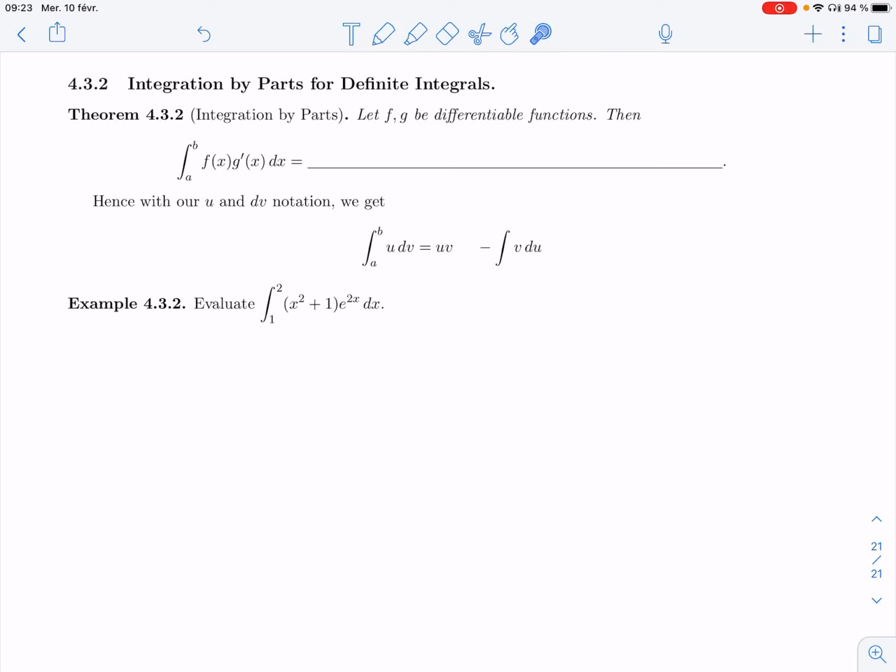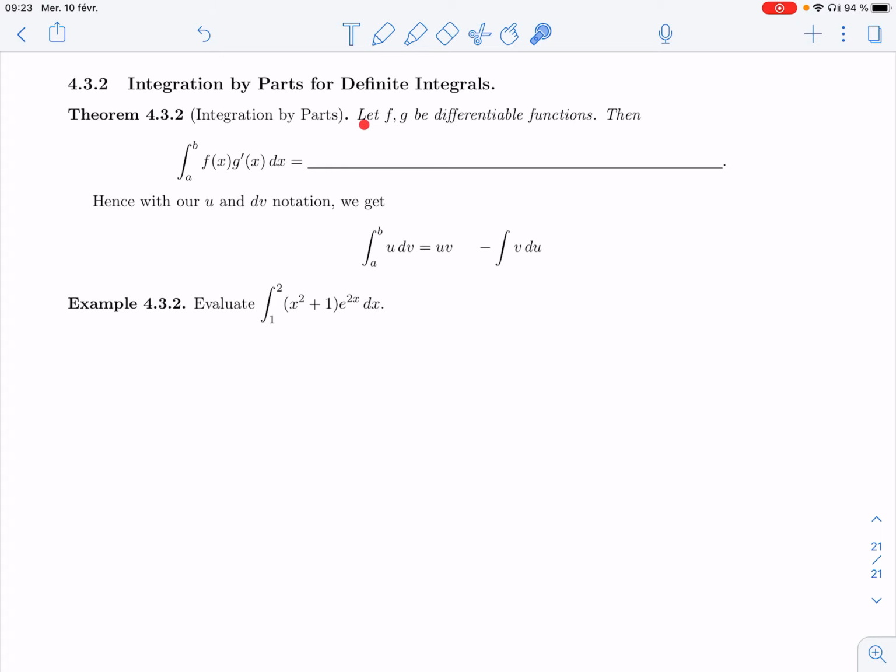All right, in section 4.3.2, we'll be looking at integration by parts for definite integrals. So we'll do the same thing we just did for a substitution. We'll do it for integration by parts. I just want to teach you what to do with the bounds when you're doing integration by parts.